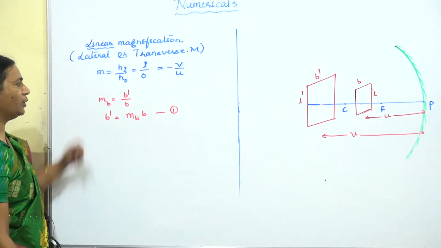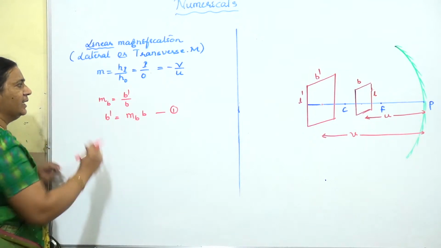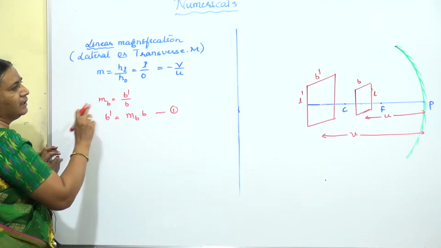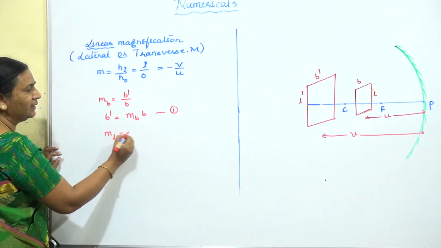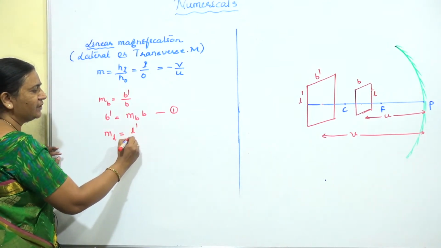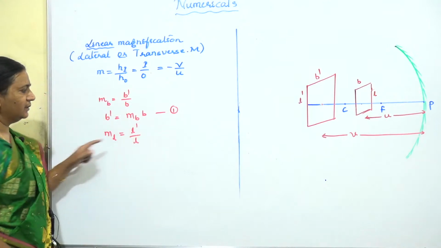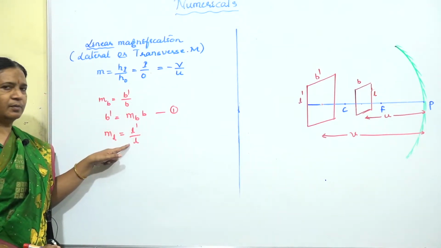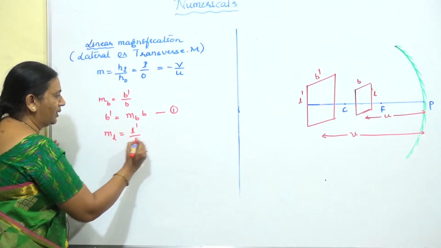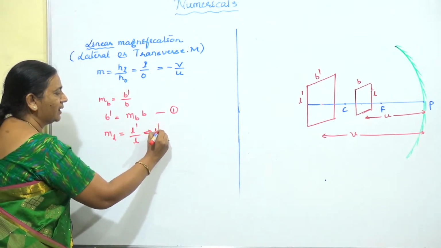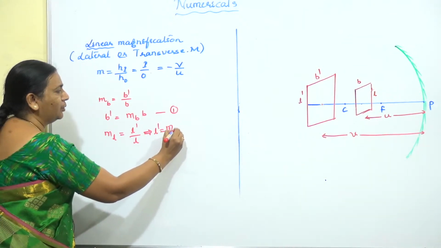Now, what about the second case? In the second case, what are you having? So what about the length? If you take the magnification of length, I can write it as L dash divided by L, its image over your object height. So L dash becomes equal to ML into L.